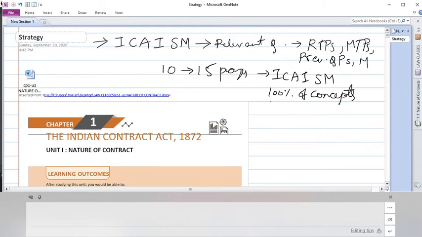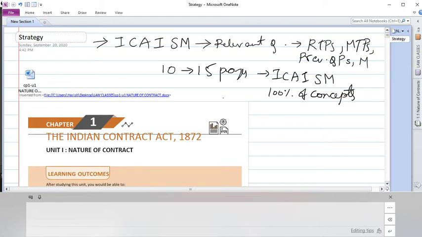And trust me, this will help you face the examination confidently if you listen to our everyday class and then work on the corresponding questions. This is the strategy for covering the syllabus and facing an examination confidently.